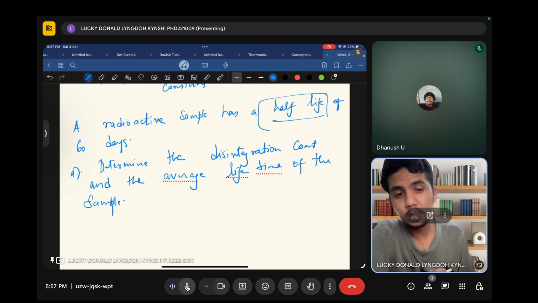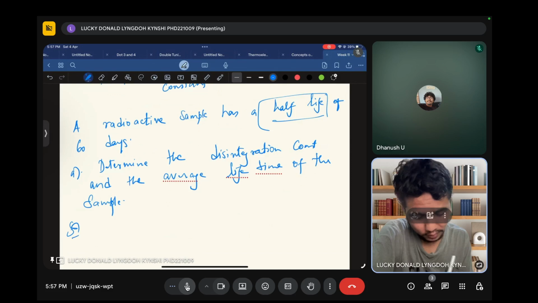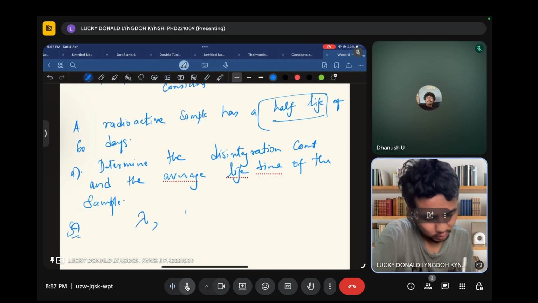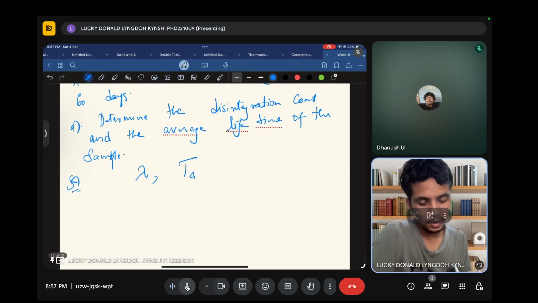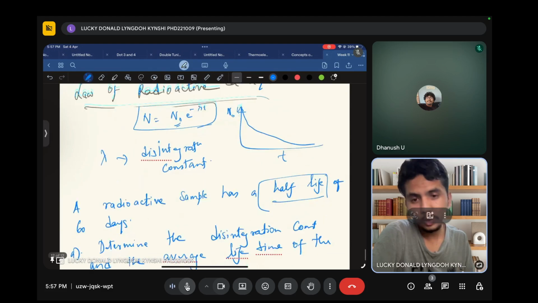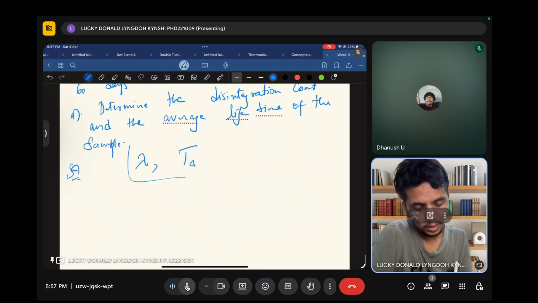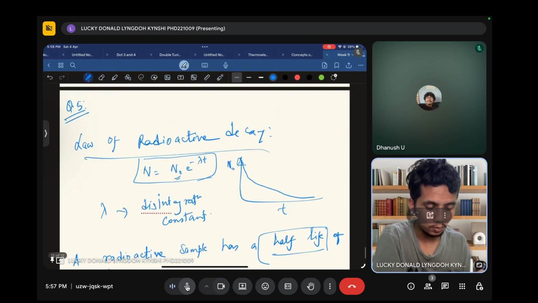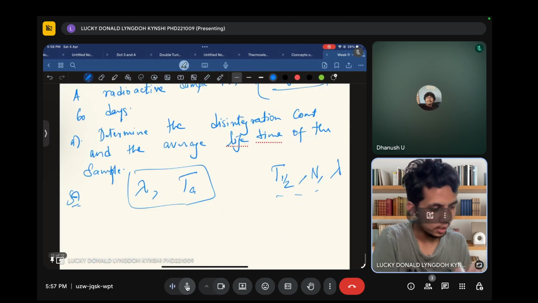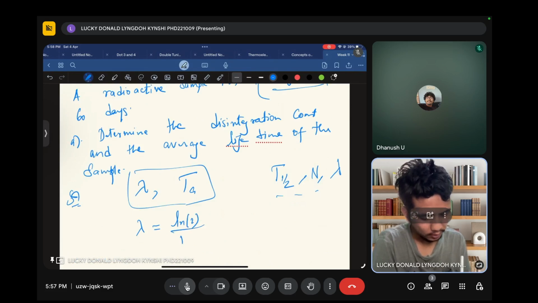So there are two terms here that you need to find out. First is your disintegration constant lambda, and the other is your average lifetime. There is a derivation where you can get the relation between your T half, that is your half-life, your N, your lambda, and so on. From the main equation itself, you can substitute t equal to T half, then N will be equal to N naught divided by 2, and you will get the relation lambda is equal to ln of 2 by T half.